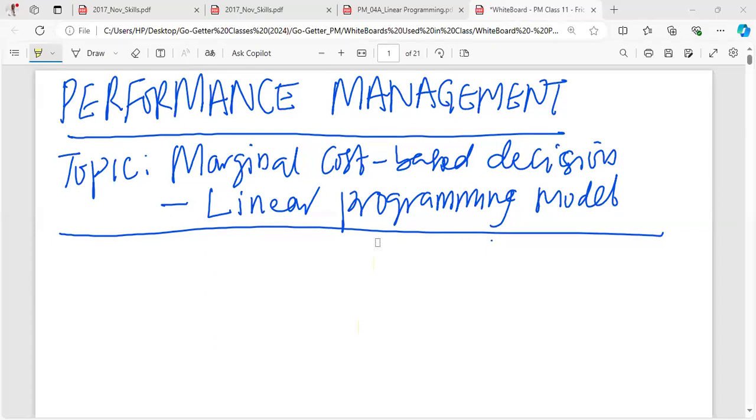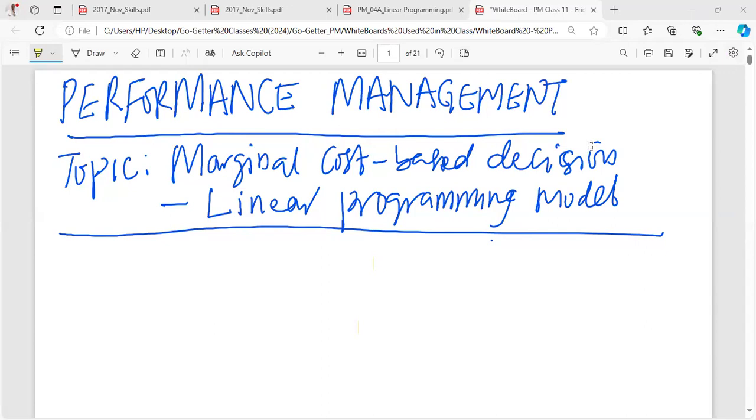So, what is linear programming model? You will know that linear is straight line. So what has straight line got to do with a programming model? When you see programming, don't be scared. You're not going to be learning a programming language like Python, SQL, and all that. No, but you will be solving using a programming technique.